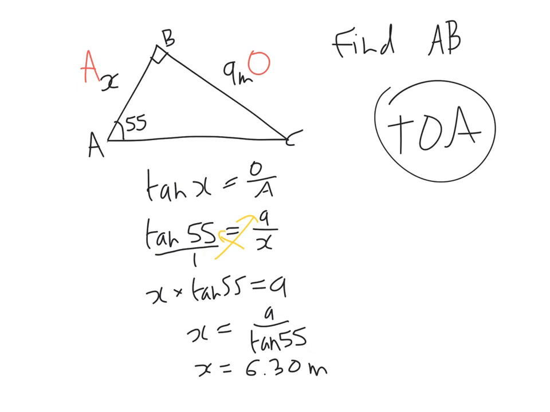And does that make sense in the size of things? Well, the opposite was 9. That angle is bigger than 45, which means this side should be smaller. Okay? And 6.3 is smaller. So that's around about the right. Well, that's the right number.